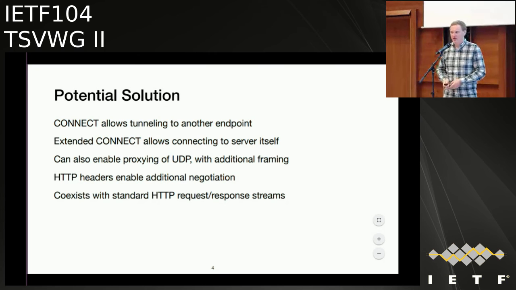This is nice because it also allows us to potentially proxy UDP if we stick some framing on there. Some of the reasons to use connect over the alternate proposals are you can always stick extra stuff in HTTP headers for additional negotiation of what the next protocol is going to be, which is one of the discussions that's come up so far: how do you know, once you've got this nice byte stream to the other side, what you're going to be talking on it and make sure that everybody's coordinating properly.